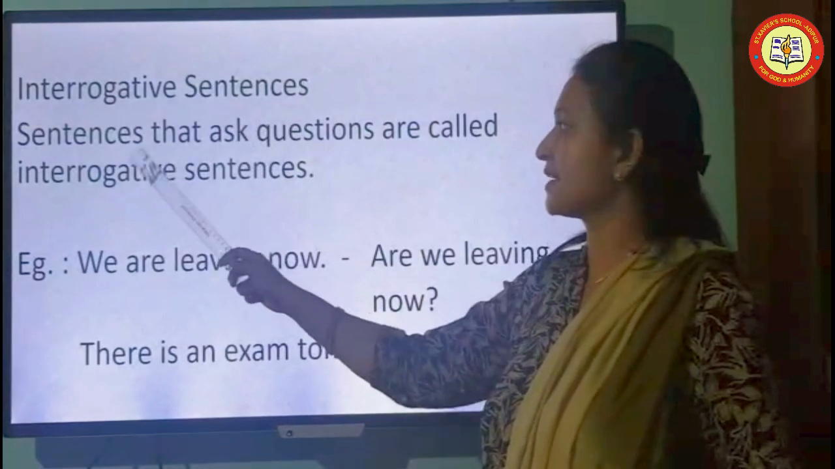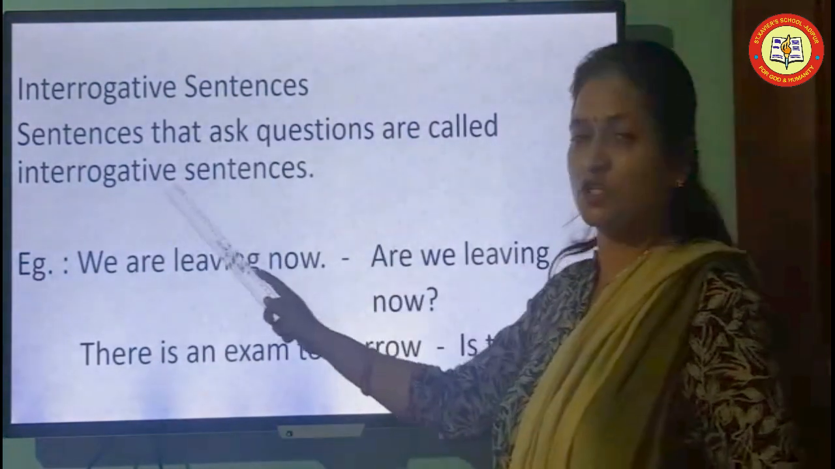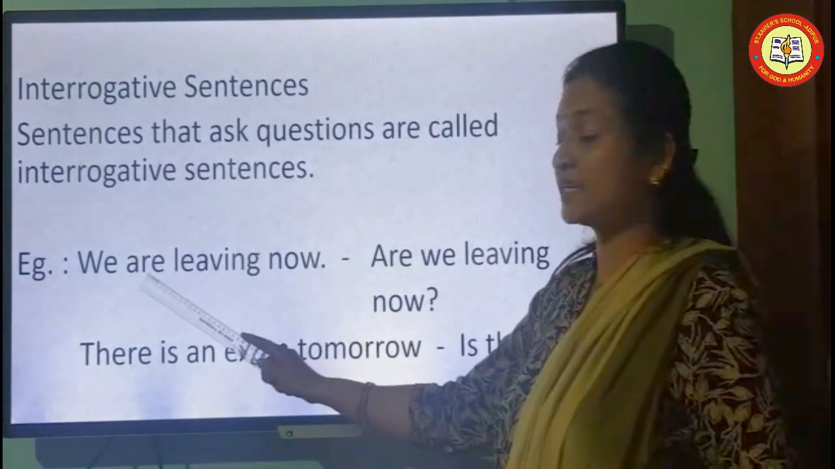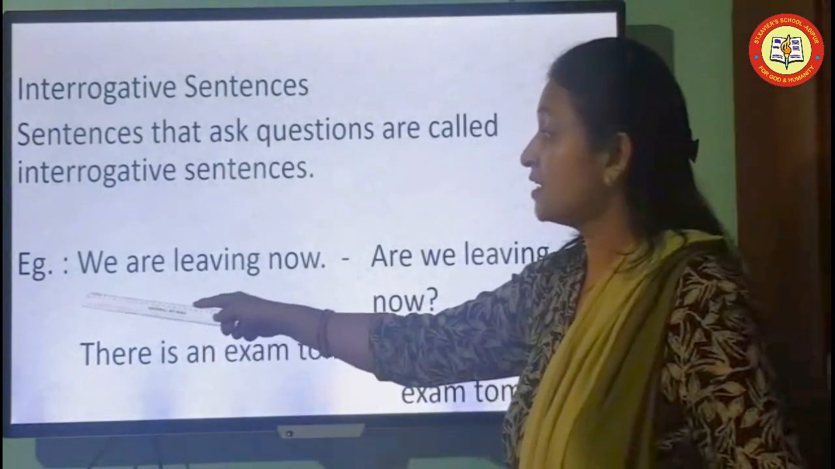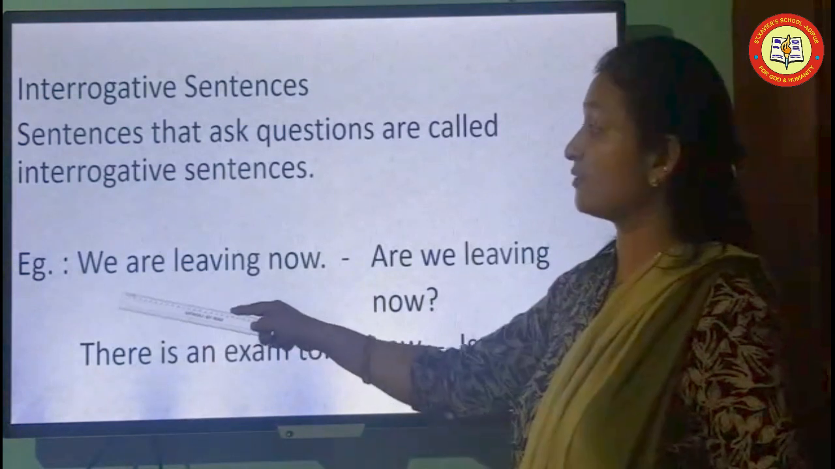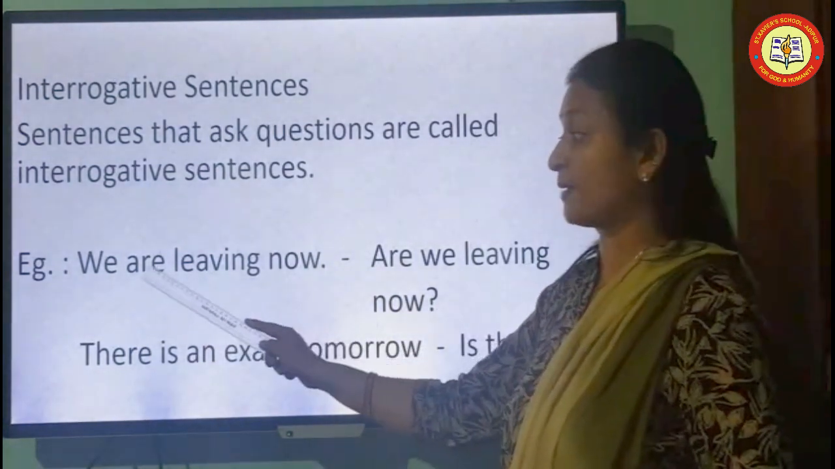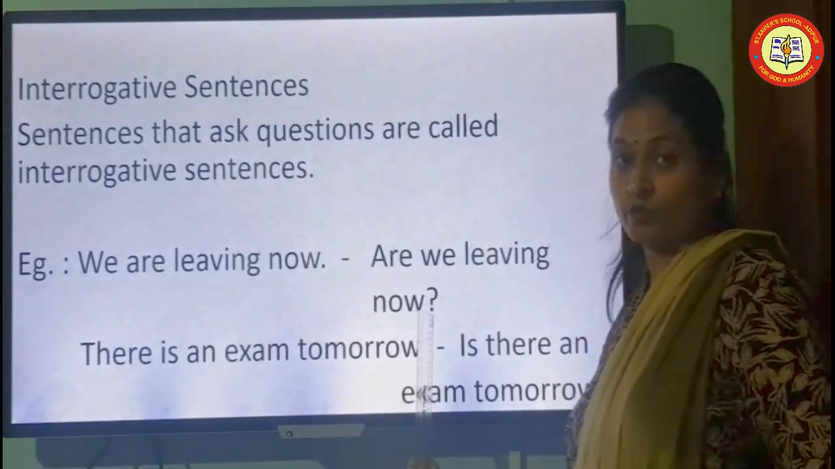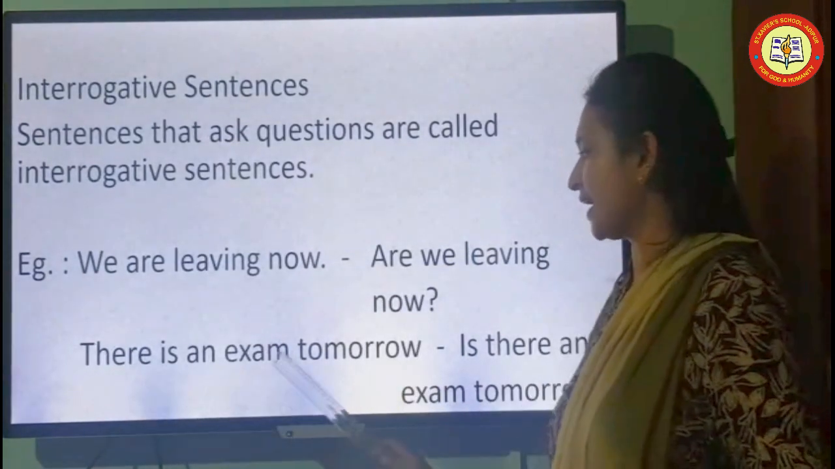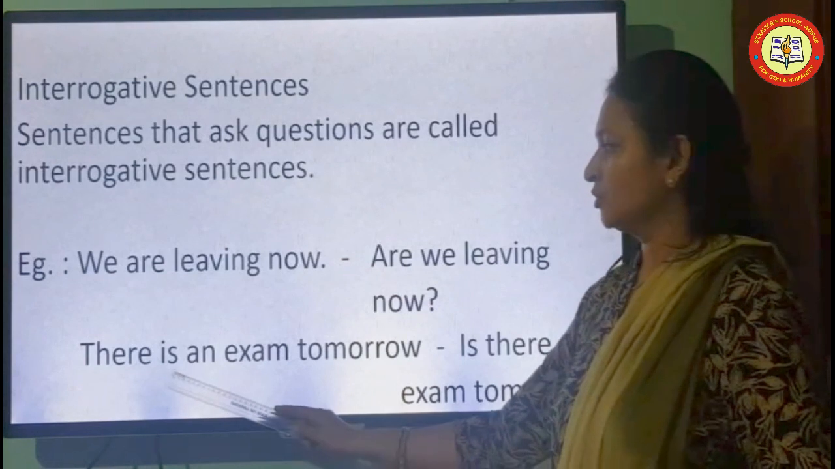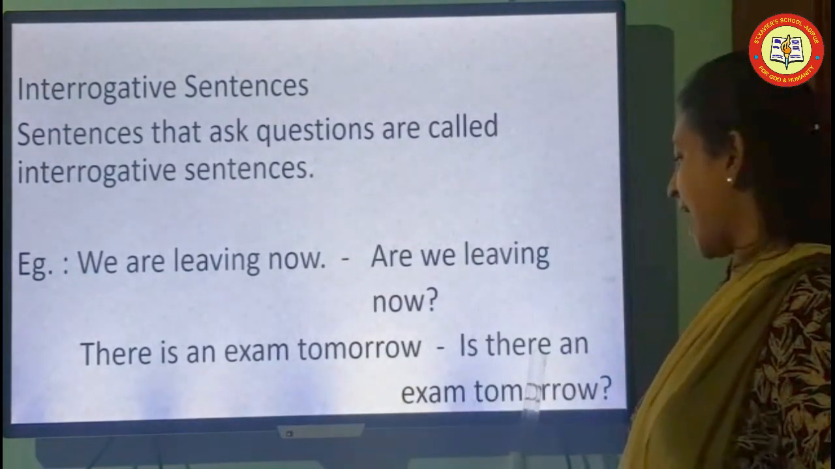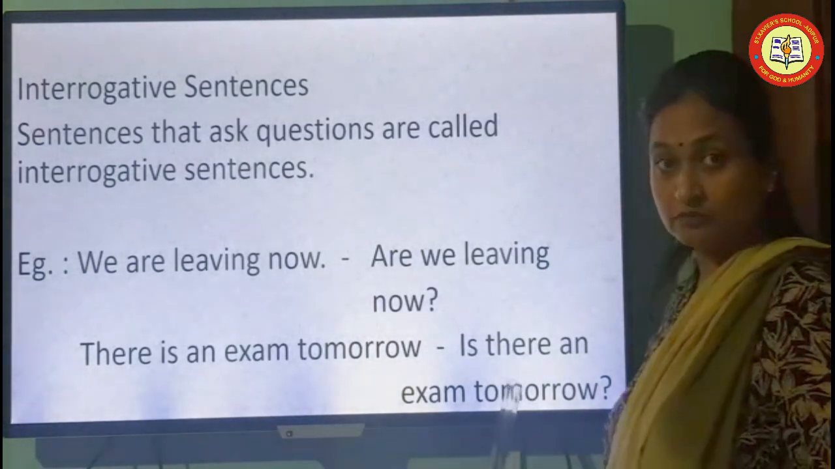Interrogative sentences. Sentences that ask questions are called interrogative sentences. Example, we are living now. Now see the verb, are. So this simple declarative sentence, we can convert into an interrogative sentence by just picking out the verb. Are we living now? Question mark. There is an exam tomorrow. Now the verb here is. So, is there an exam tomorrow?